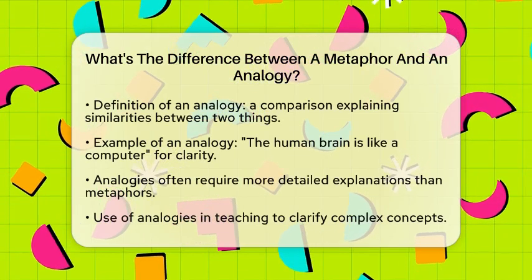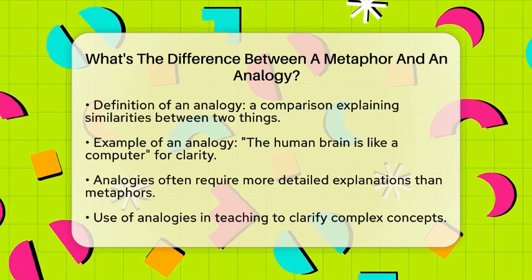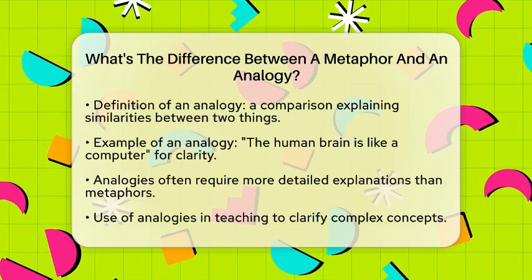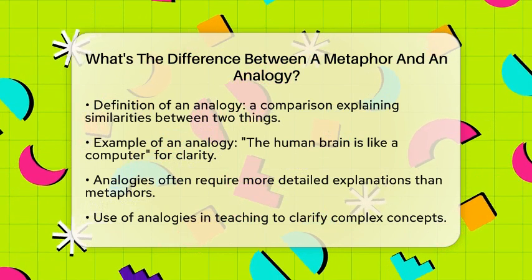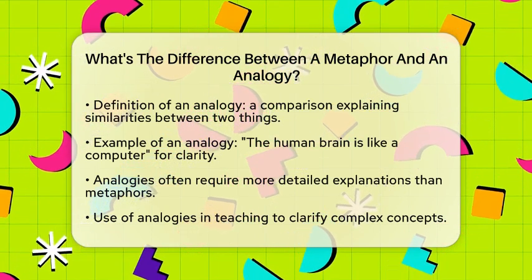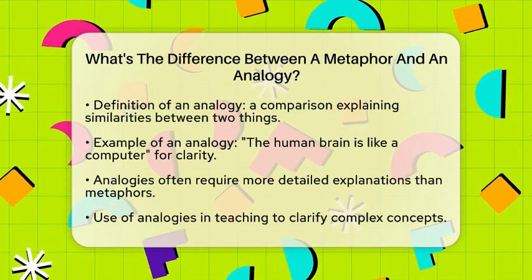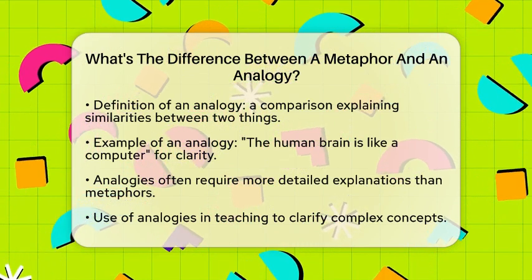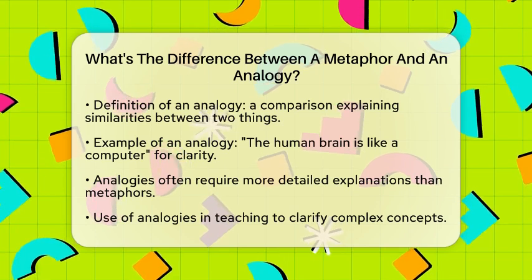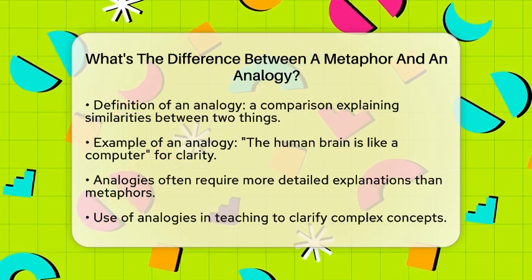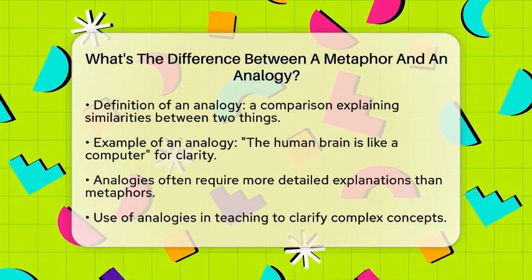On the other hand, an analogy is a comparison that explains how two things are similar, often to clarify a concept. For instance, saying, "The human brain is like a computer," helps us understand how both process information. Unlike metaphors, analogies usually require a more detailed explanation. They are often used in teaching to help students grasp complex ideas.